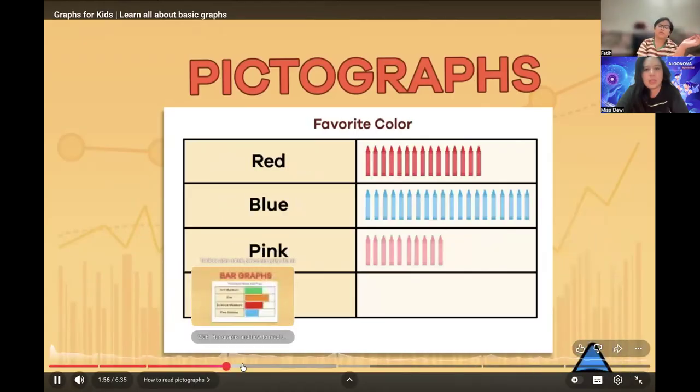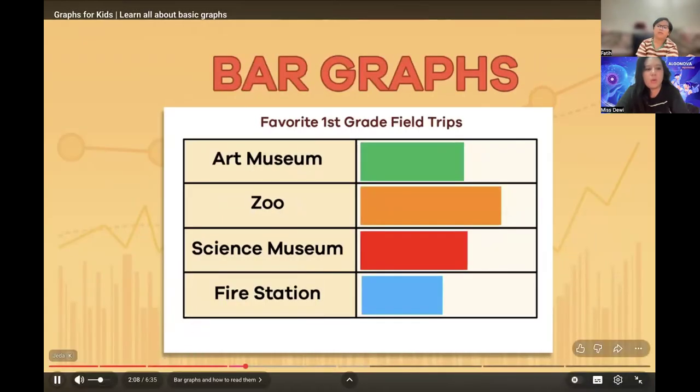Okay, let's see. But the bar graph uses, no, this is interesting. What do you find in this information, Fatih? It's a bar graph. It's still talking about the field trips.